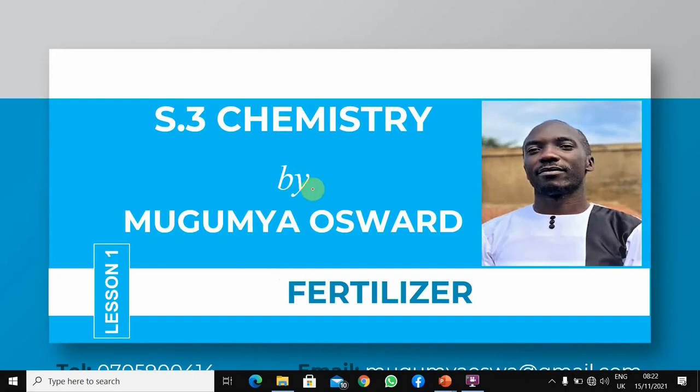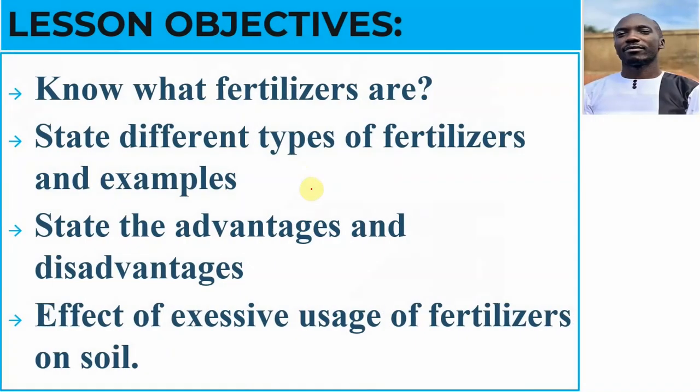Before we go into the details, we need to look at our lesson objectives for today. First of all, by the end of this lesson, all of us should be able to define or know what fertilizers are. Then we should also be able to state different types of fertilizers and give examples, and also be able to state the advantages and disadvantages of fertilizers, as well as be able to tell the effect of excessive usage of fertilizers on the soil. So we have basically 4 objectives which we can all achieve.